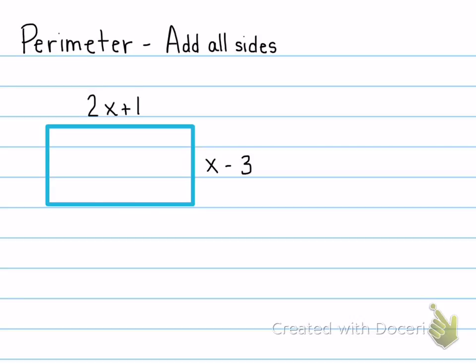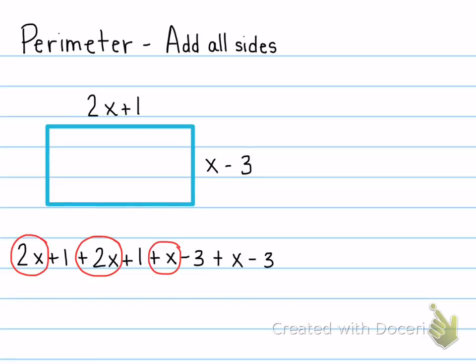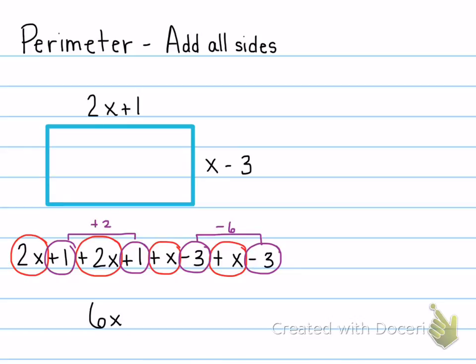Now, if you're asked to find the perimeter of this rectangle, there's two ways you can solve it. So you could just add all four sides together. You could write 2x plus 1 plus 2x plus 1 plus x minus 3 plus x minus 3. And you can simplify all of that together. I have 2x, positive 2x, positive x, and positive x. So 2, 4, 5, 6x. And then I have positive 1, positive 1, negative 3, and negative 3. So I have a negative 6, and I have a positive 2. So that is minus 4. So the perimeter of the shape is 6x minus 4.